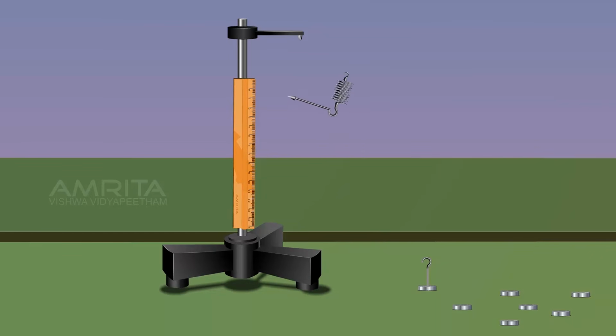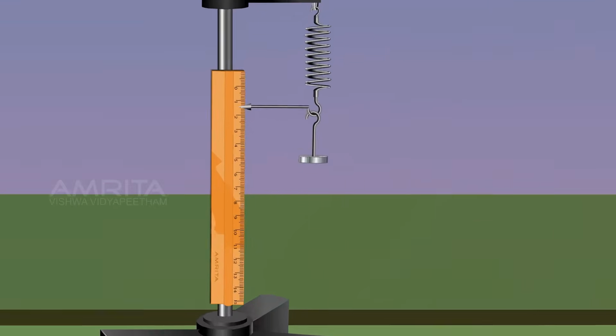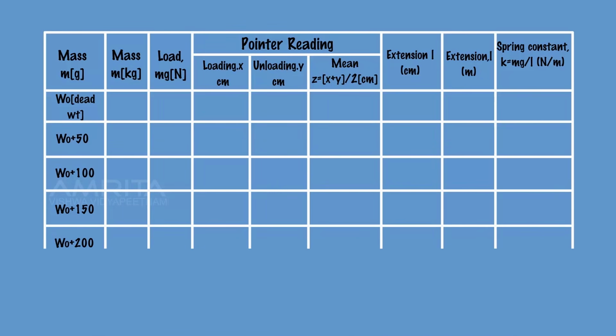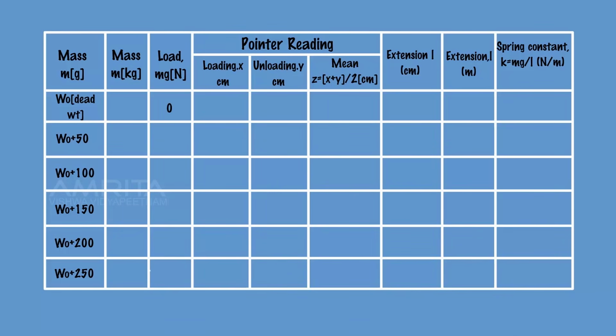Procedure: take the helical spring and fix it on the rigid stand. Hang a 50 grams weight hanger at the end of the spring. Now, the spring extends and the pointer moves downward. Note the reading that the pointer tip points on the meter scale. Record the reading on the scale in a tabular column as the scale reading for dead load.